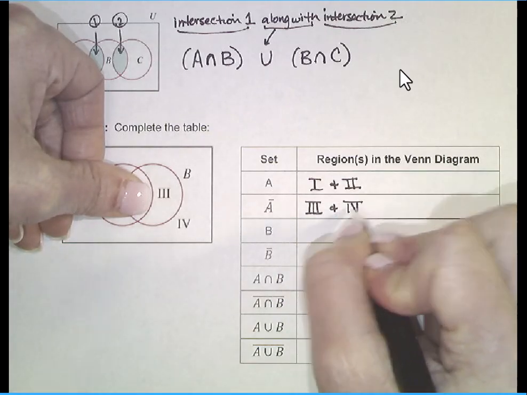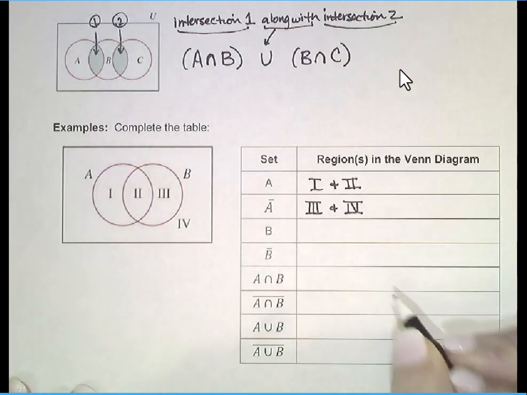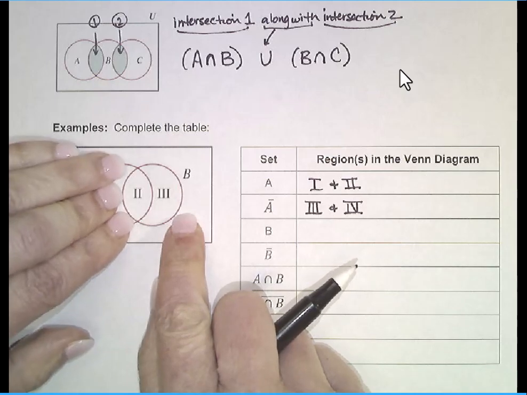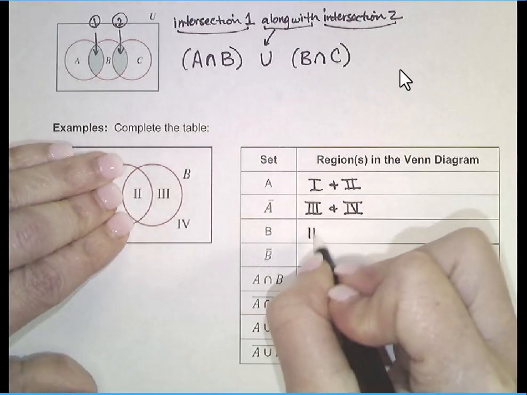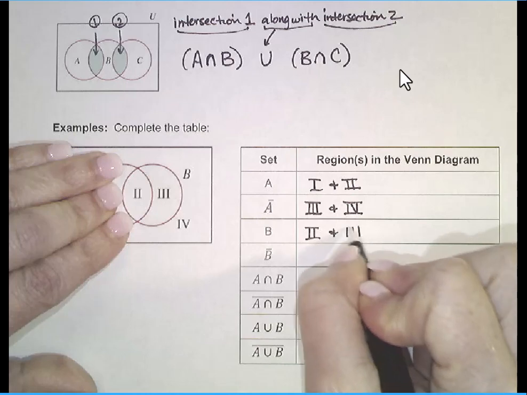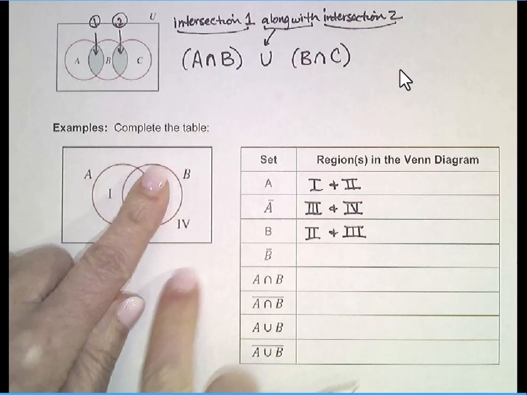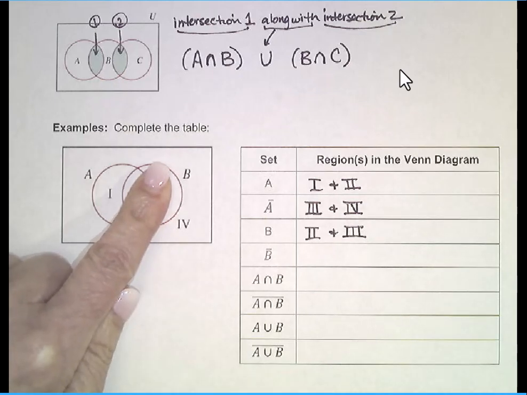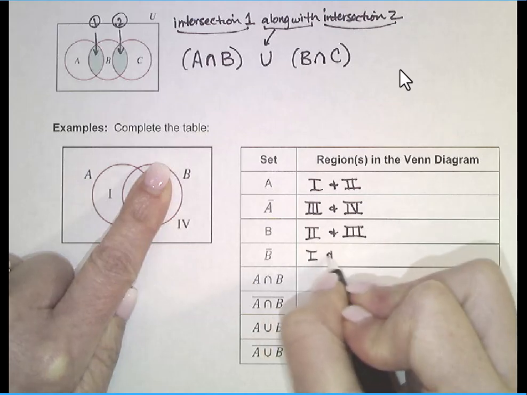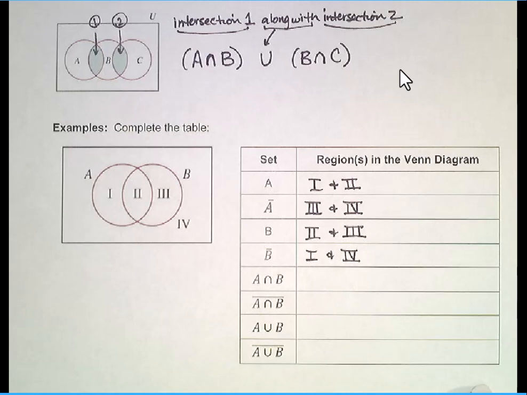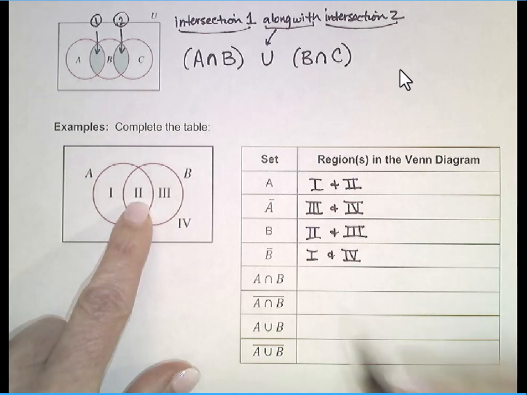I think you can use your fingers on a lot of these if you just put them on the drawing. All right, set B. There's set B, that's the B circle, 2 and 3. Not B, we do not want B, so none of that. That would just be 1 and 4. That's not B. All right. A intersect B, we're looking for a football shape. That football shape is 2.